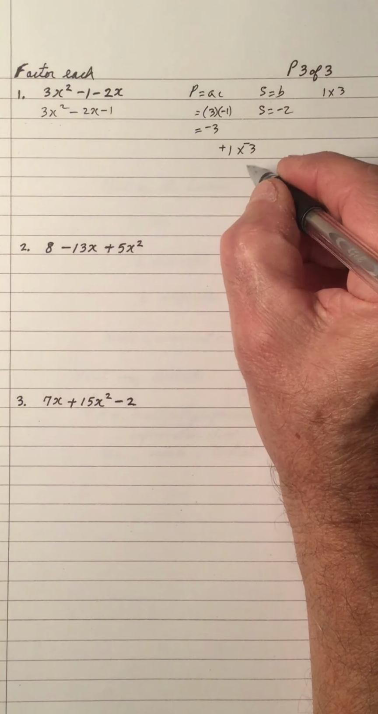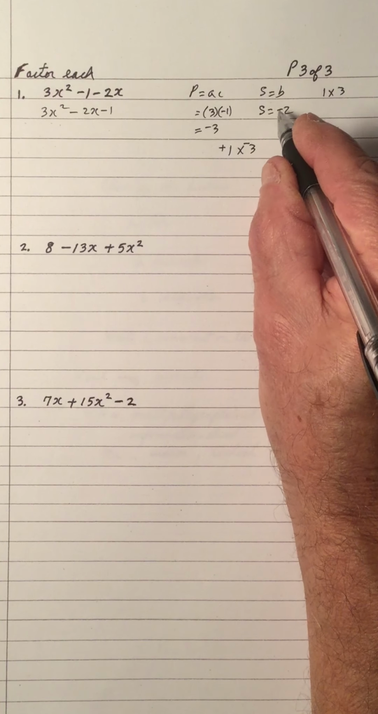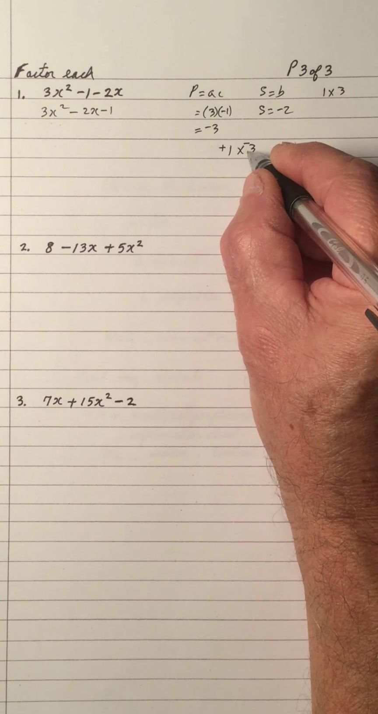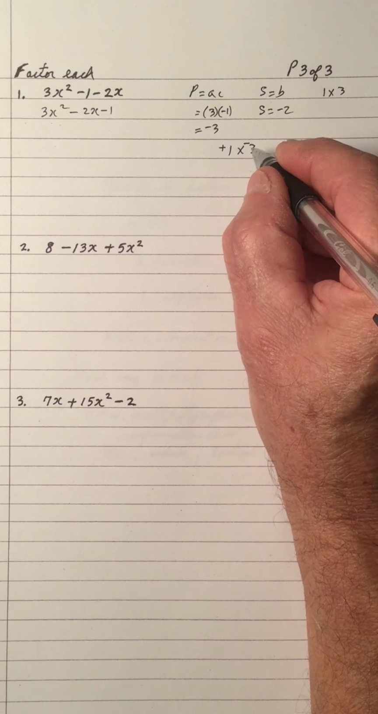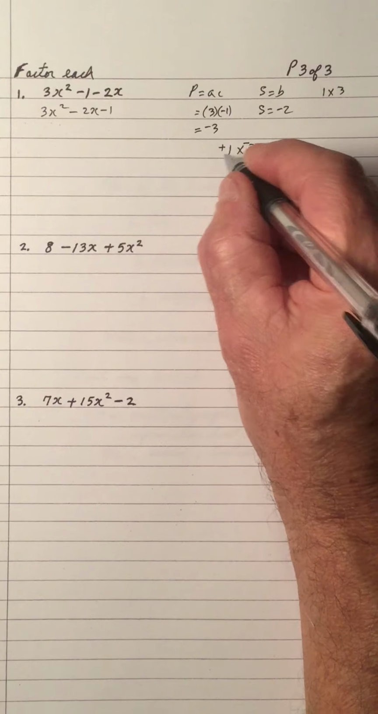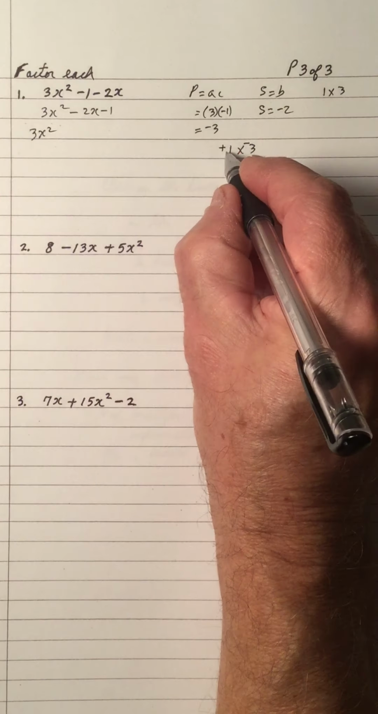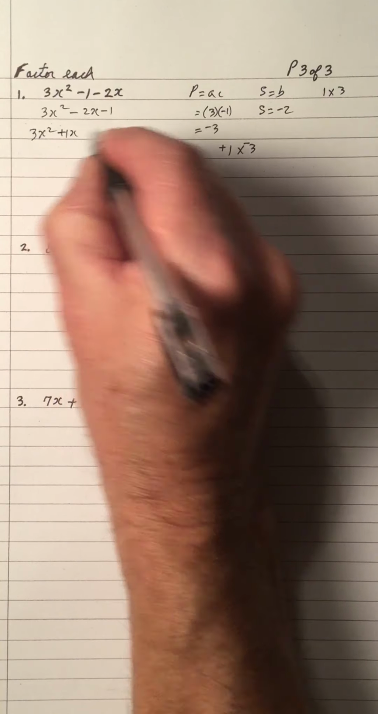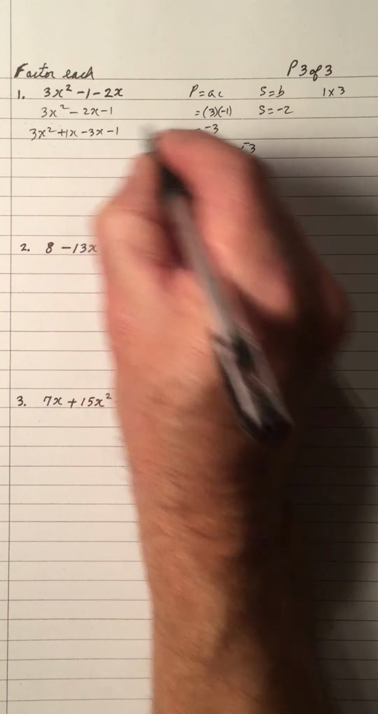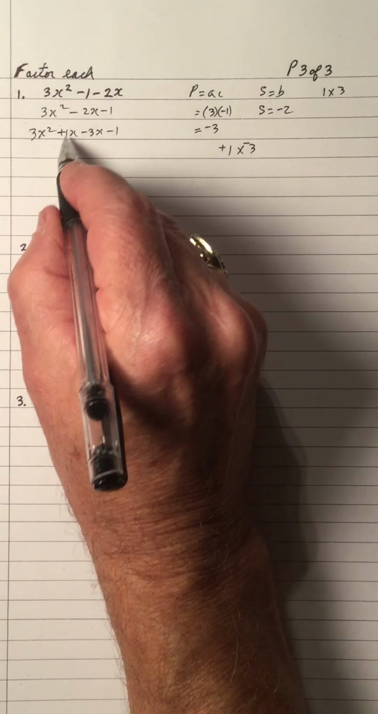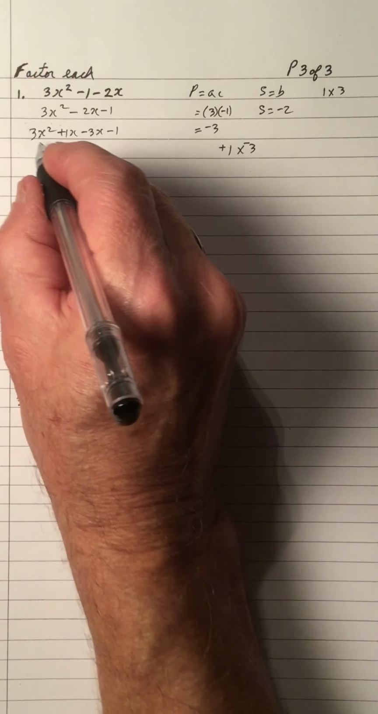Add, negative 2. Notice when you add, if you got a sum of a negative, that means the larger factor is going to be negative. If the sum is positive, then the larger factor is going to be positive. That is when you have a plus and a minus. So we go 3x squared plus 1x minus 3x minus 1. So these two factors go in the middle because they add up to give you the negative 2x.